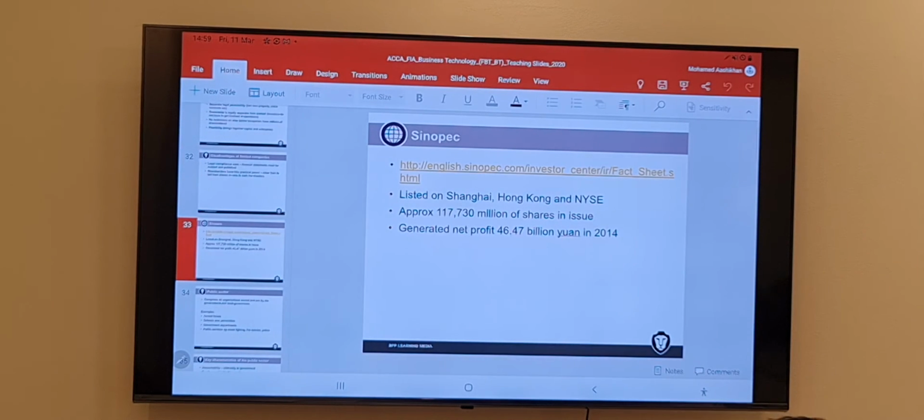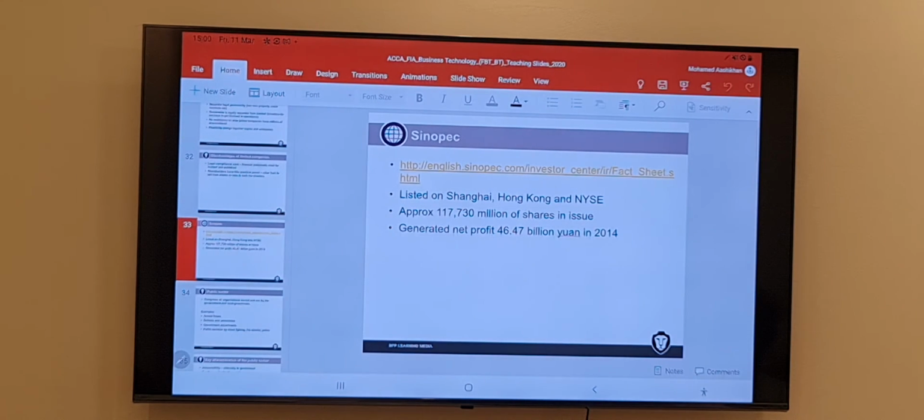This is one example about a limited liability company. Sinopec. Actually, in Doha also they have Sino Hydro. Have you? I don't know. Yes, we have a contract with them. Yeah, Sino Hydro is one connected company with them. See, it's a Chinese company. Sino Hydro is also a Chinese company.